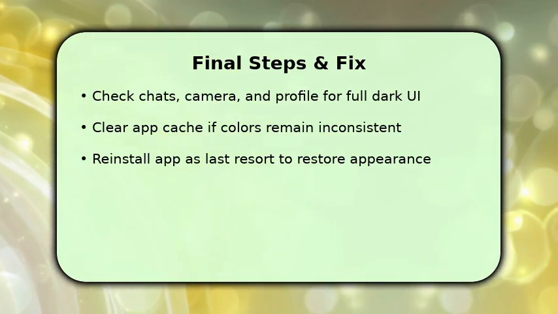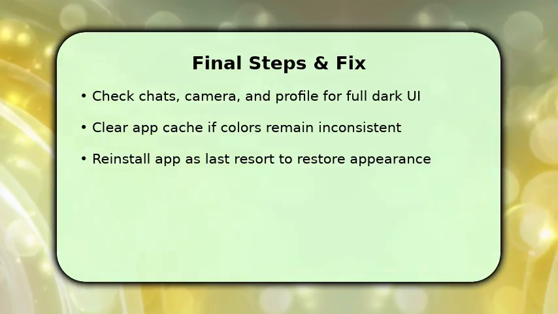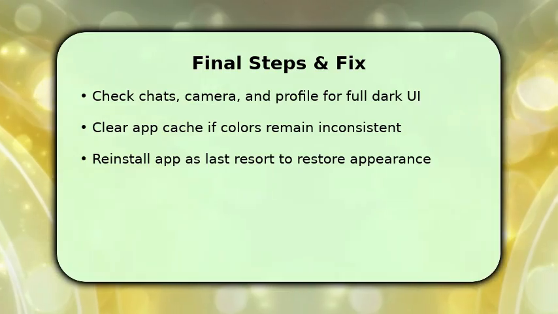Quick troubleshooting tip. If Appearance is missing, toggle your phone's dark mode on and off, then reopen Snapchat. That often triggers the app to surface the theme option again.